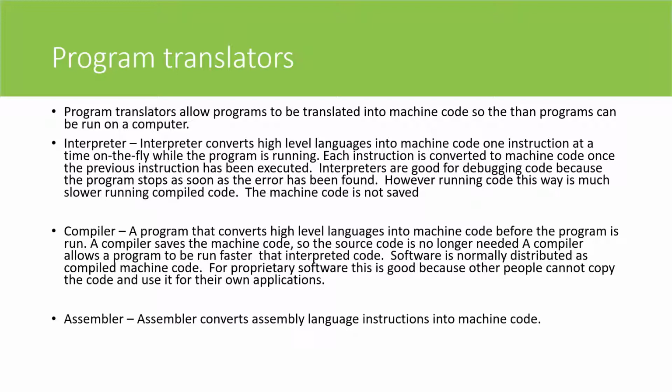Program translators allow programs to be translated into machine code so that the programs can actually be run on the computer. There are different types of translators: an interpreter, a compiler, and an assembler. We're going to look at an interpreter first. An interpreter converts high-level languages into machine code, one instruction at a time on the fly while the program is running. Each instruction is converted to machine code once the previous instruction has been executed.